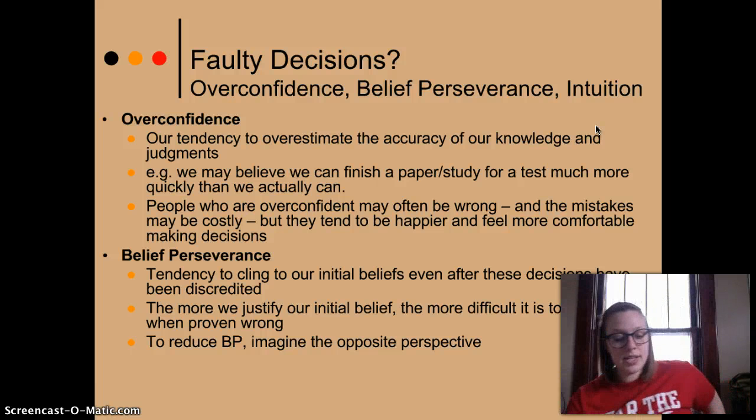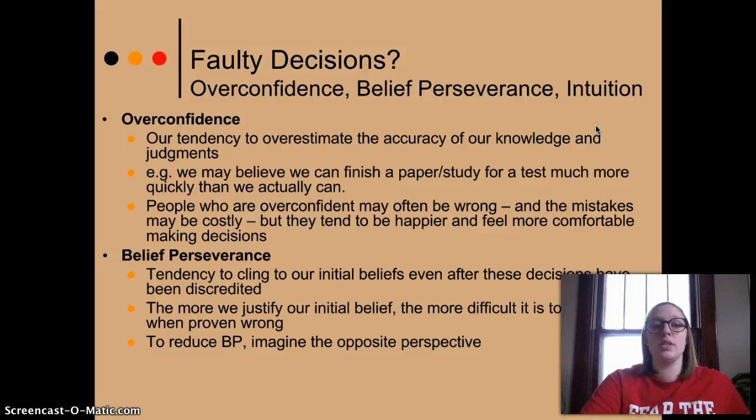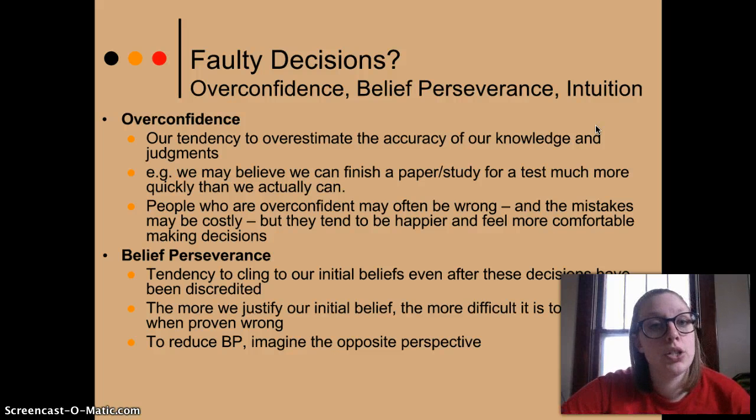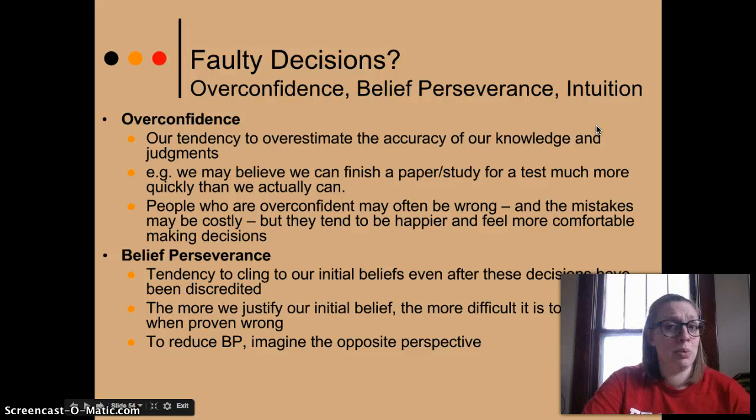Okay, faulty decisions: overconfidence, belief perseverance, and intuition. So, are your decisions ever wrong? Well, here's three reasons why they could be. Having overconfidence. This is our tendency to overestimate the accuracy of our own knowledge and our own judgments. I think you can see how that could maybe be faulty. A lot of kids in their 20s do this, right? You tend to be risk takers. Oh, I'm really super healthy, so let me go try and skateboard off this cliff.